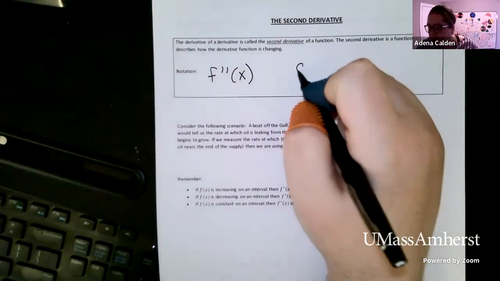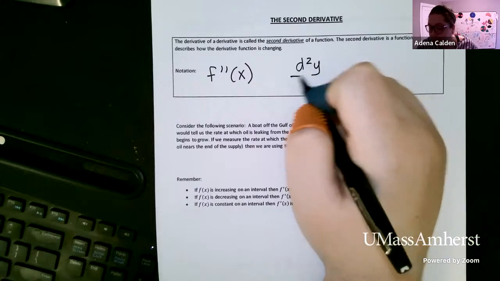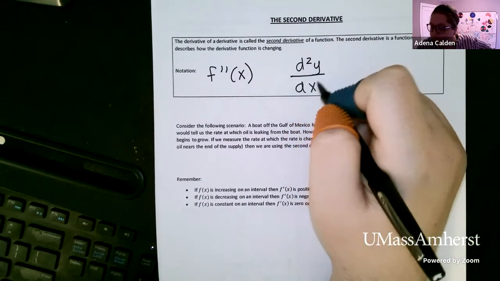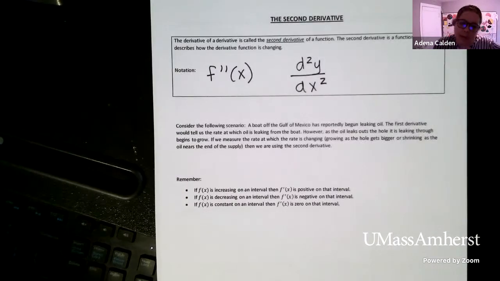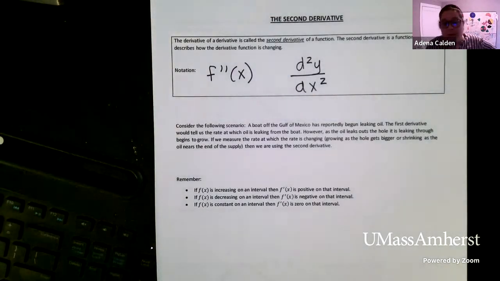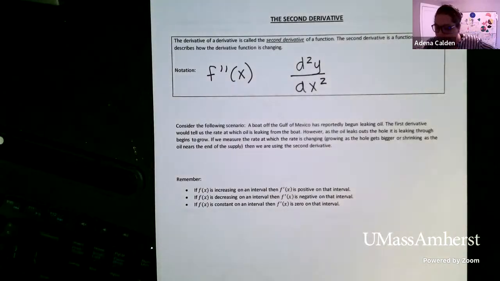And then the other way you may see this, although this is less common, is with the Leibniz notation, and it looks like this. So either of these notations indicate that we are interested in finding a second derivative, okay?